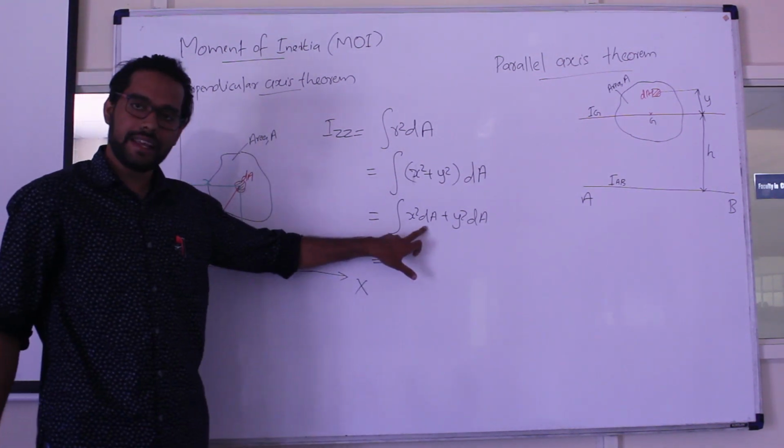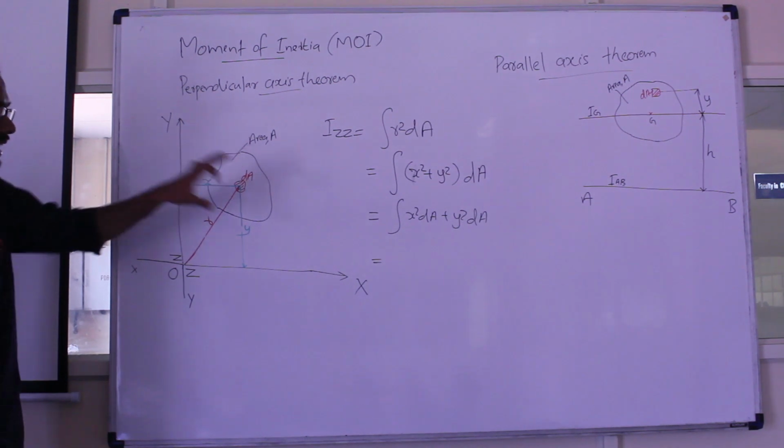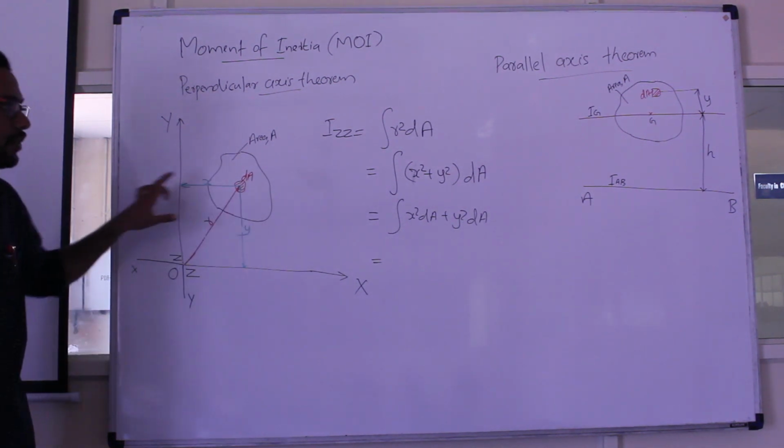So what is x square dA? X square dA means the relative distribution of this area about the y axis.